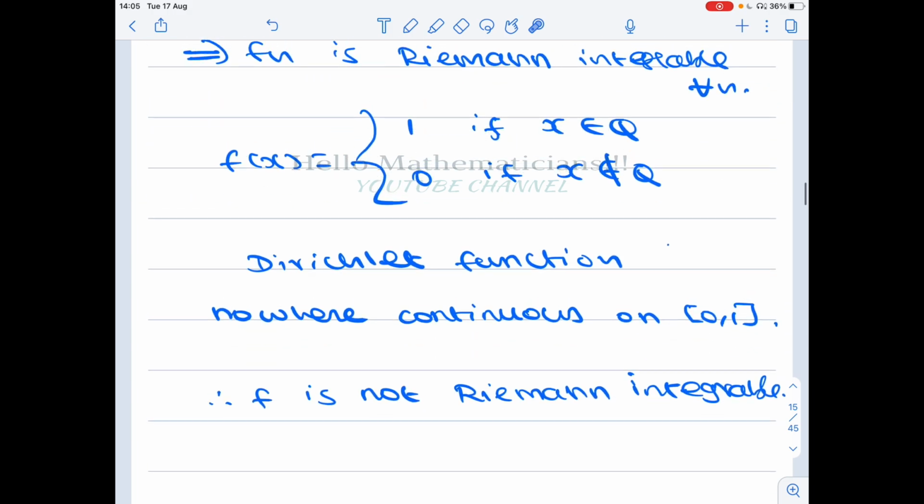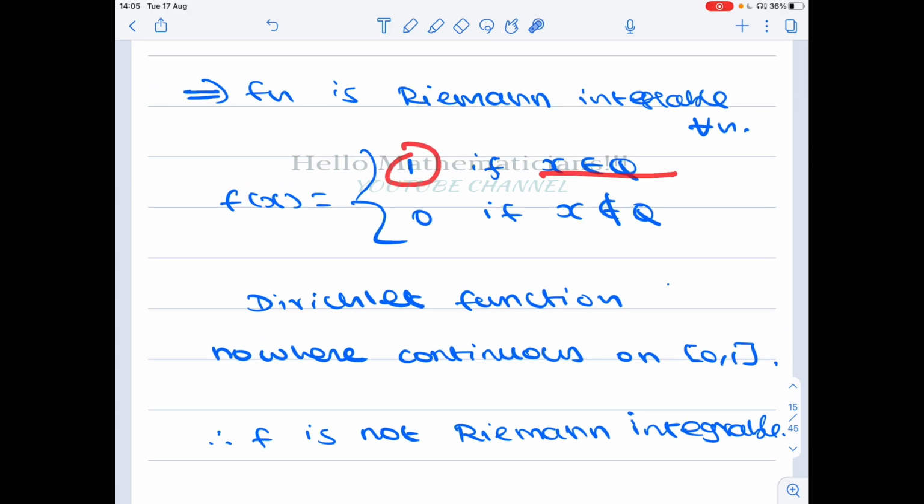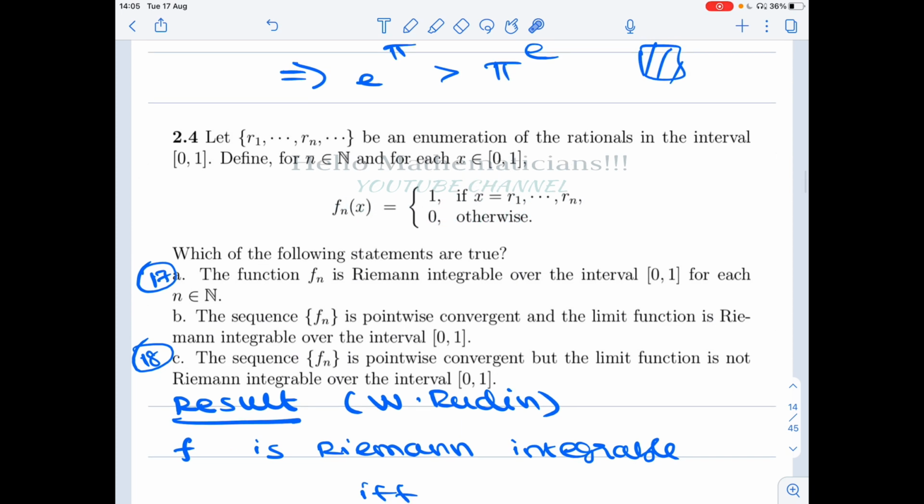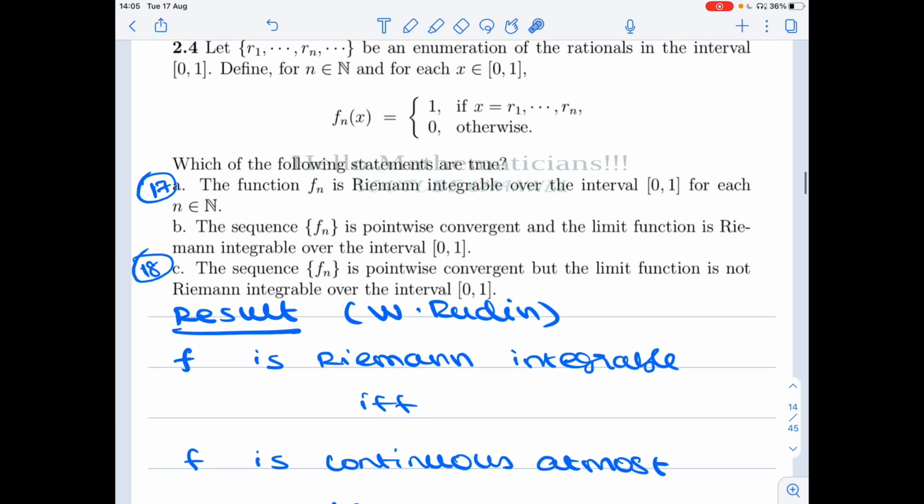So what is the Dirichlet function? That is 1 on rationals and 0 on irrationals. That is our first observation. This sequence of functions converges to the Dirichlet function. So the question is about Riemann integrability of fn. Is the function fn Riemann integrable over the closed interval 0, 1?